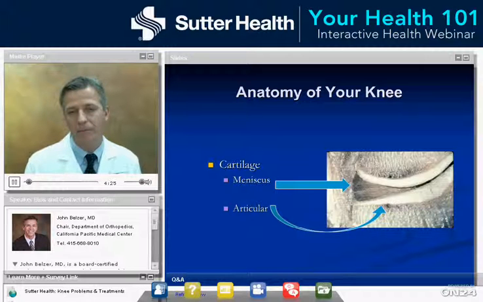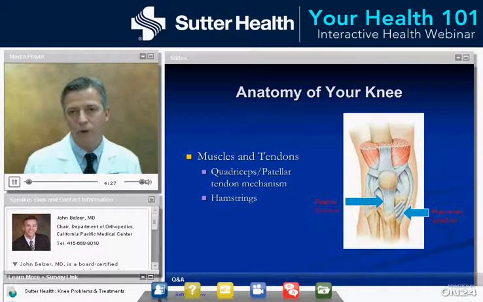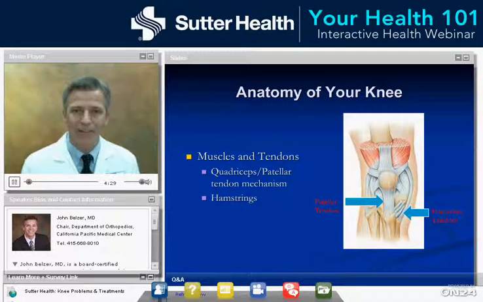And finally, we'll talk about muscles and tendons. The quadriceps muscle is the muscle that extends the knee. It joins to the patella, and then below that is the patellar tendon. So when you pull on the quadriceps, that's what pulls your knee into a straight position or extended position. The patellar tendon is one of the choices that we will use for what we call autograft, or reconstruction of your ACL with tissues from your own knee.